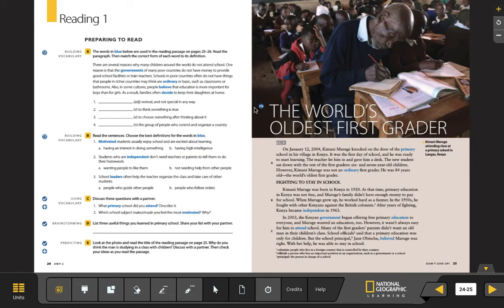Which is the reading one, the world's oldest first grader. Because of that, I'm going to make a walkthrough video again, just to show you an appropriate way to outline this reading. So let's go.